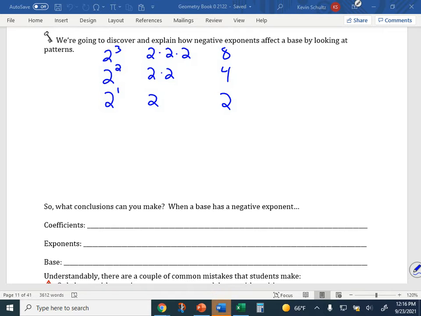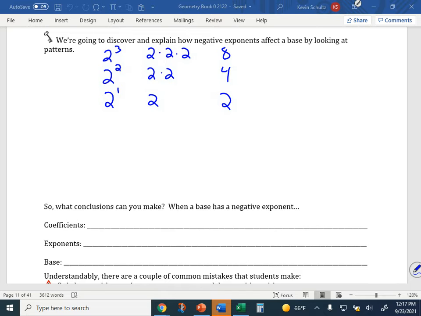So we're decreasing our exponent by 1. What's happening to the value of each expression as we do that? Being cut in half. Why? Because we have 1 less 2, right? We aren't doubling it as many times as we were previously, okay?